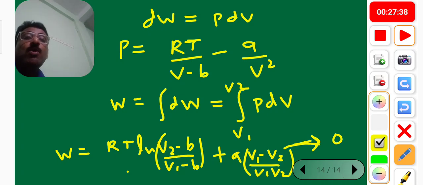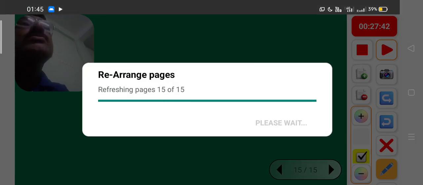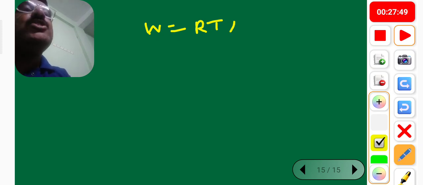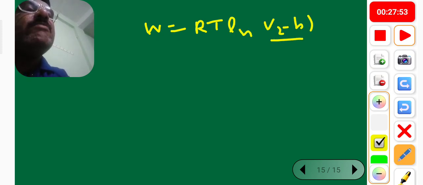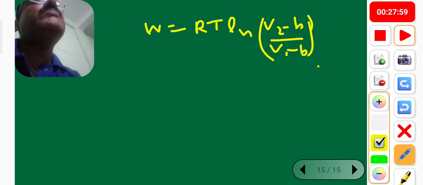All right, so what will your work done be? Finally the work done will be equal to RT into natural logarithm of V2 minus B divided by V1 minus B. This is the work done.